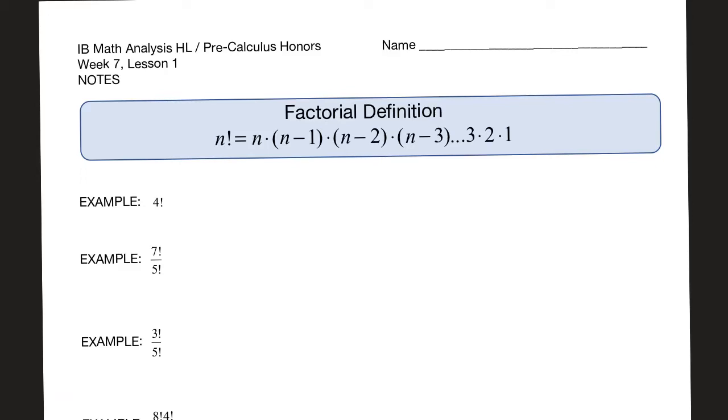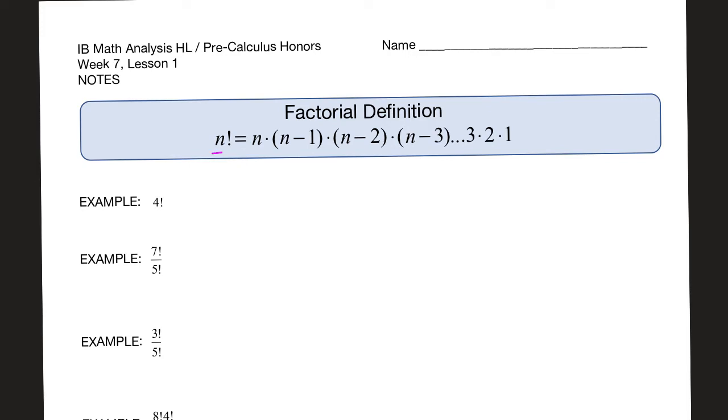Week 7, lesson 1. Okay, so this lesson is on something called factorials. It's one of my favorite lessons to do in person because I actually scream at you. Those of you that have me before will remember this. It doesn't come across quite the same way in video, and I apologize for that. But here is the definition.